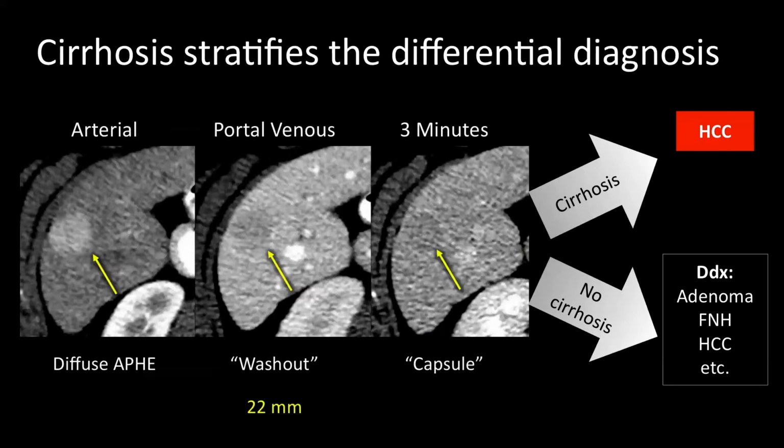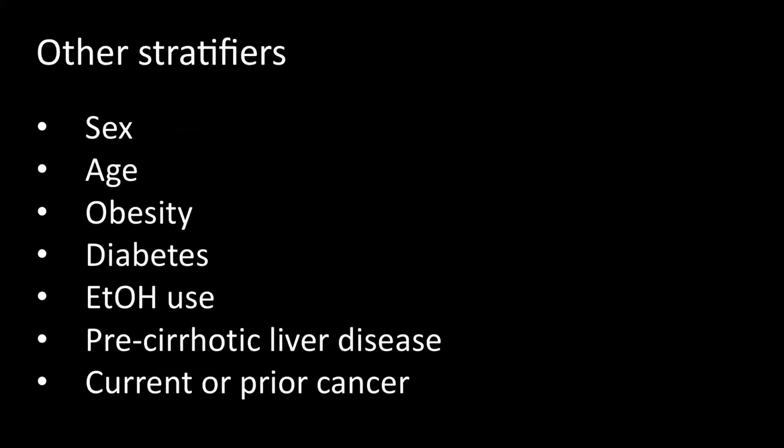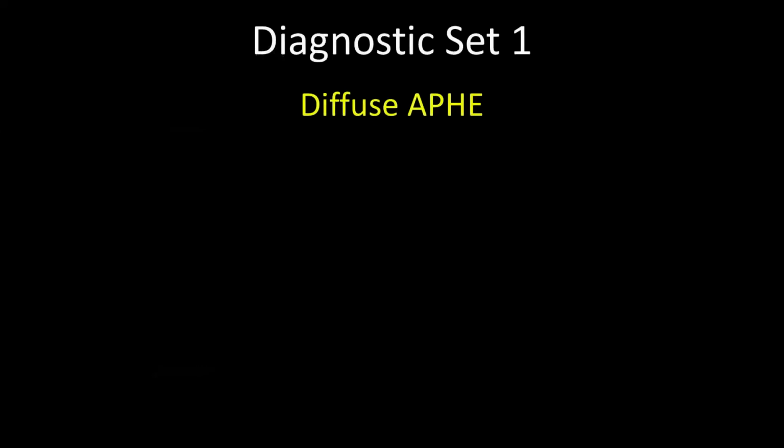If this patient doesn't have cirrhosis, we now give a very different differential, and in this case, we get a very different answer. Now, there are other stratifiers: sex, age, obesity, diabetes, alcohol use. Other things aren't important, and we'll touch upon some of them over the course of this next lecture, but the most important is cirrhosis or no cirrhosis. So with that as an introduction, let's now go to diagnostic set number 1, diffuse AFI.